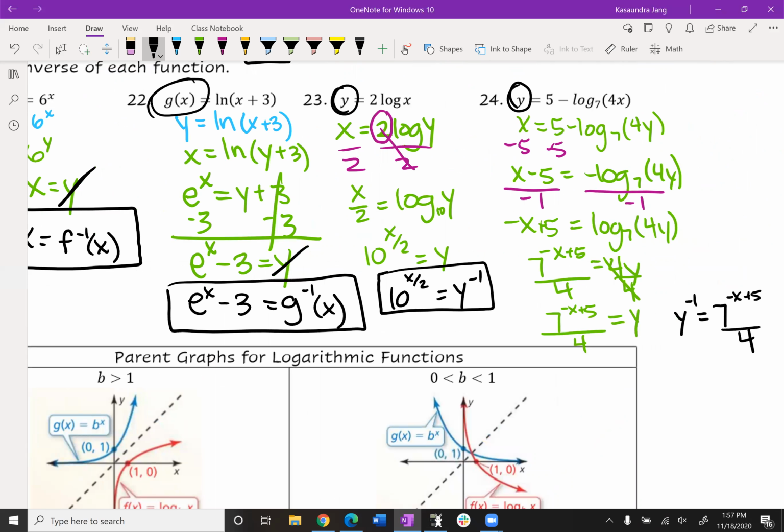Okay. It's got to be inverse because I found it by swapping x's and y's. It's kind of my definition of an inverse. All right, what kind of questions do we have on number 24 here?